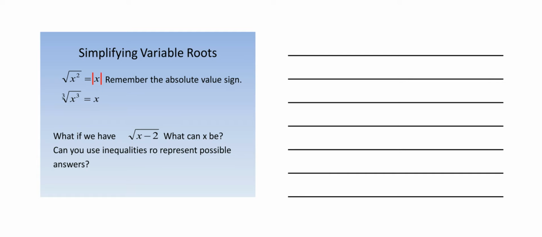The cube root of x to the third, let's realize that they cancel each other out once again because it's the cube root of a cube, or number to the third. So that leaves us with just an x. In this case, we do not need absolute value signs because it's an odd number root. So it's only needed for even number roots.